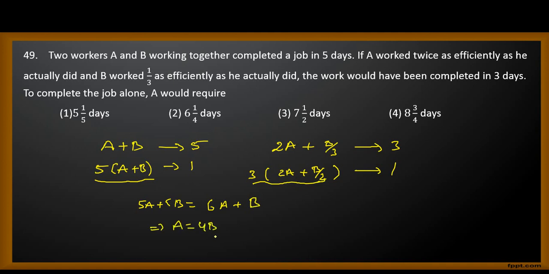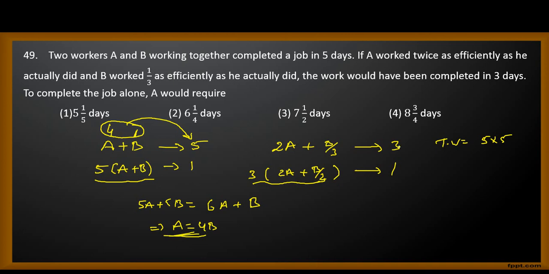If B does 1 unit per day, then A will do 4 units per day. Together they will do how many units per day? 5 units per day. Working at 5 units per day, they can complete the work in how many days? 5 days. So total work, can I write it as 5 into 5? Because I am assuming that B will do 1 unit, then A will do 4 units according to this equation.